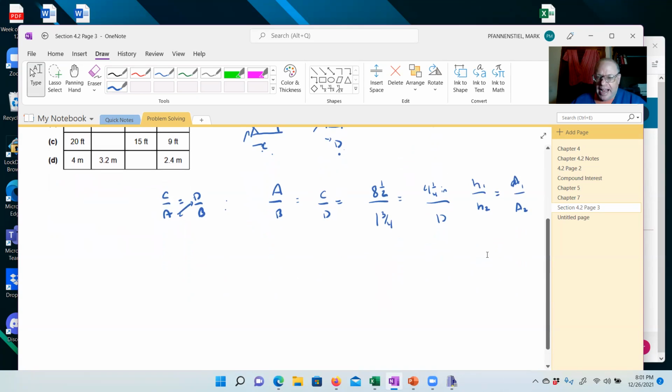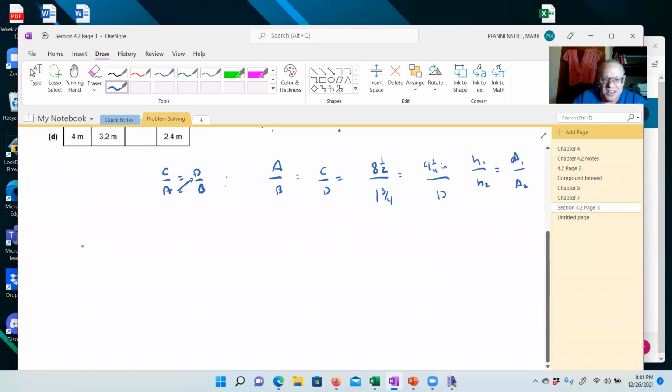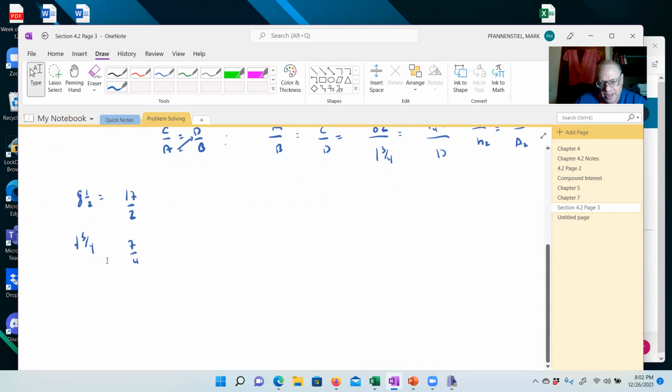I can't divide things like 4 1/4 and 8 1/2 divided by 1 3/4. I don't know how to do that. Fractions were never good for me. So what we're going to do is change them to improper fractions, going from mixed to improper. So we have 17 halves. We have 1 3/4, which is 7 quarters. We have 4 1/4, so 4 times 4 is 16, plus the 1 is 17 quarters.